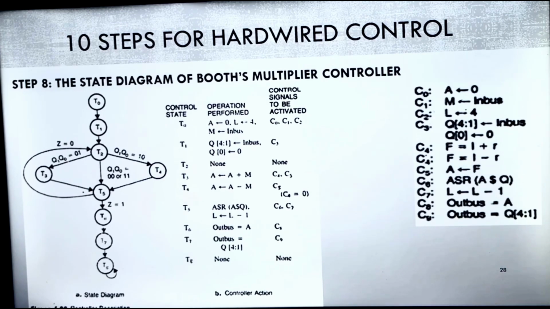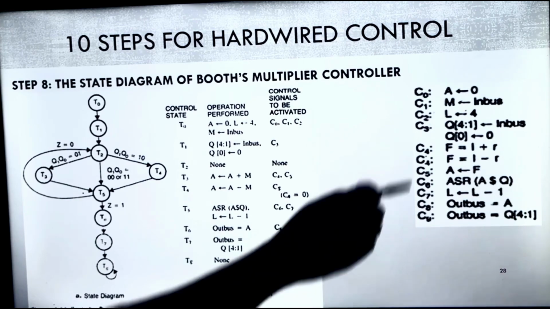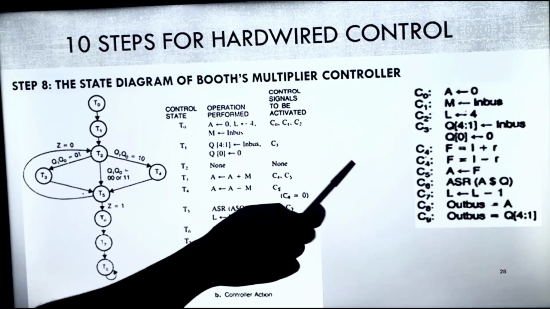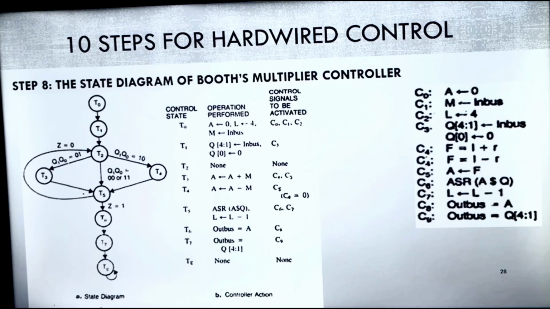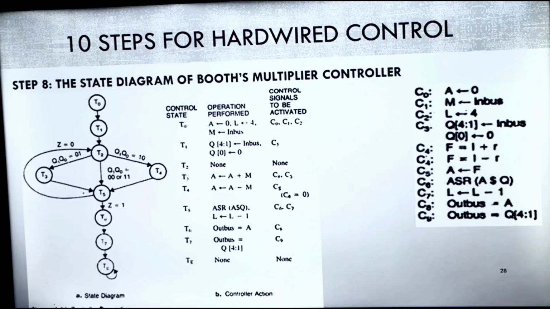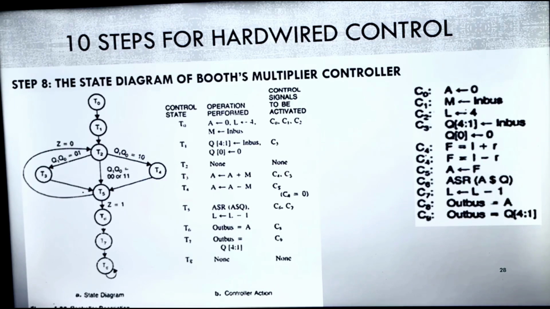Step number 8 is to draw a state diagram. Now we have the algorithm, we have all the control signals, we know all the steps, right? We have to make some states now, based on what we do in one clock pulse, how many steps I can perform in 1 clock cycle. Based on that I'll make some states. So how to make those states?